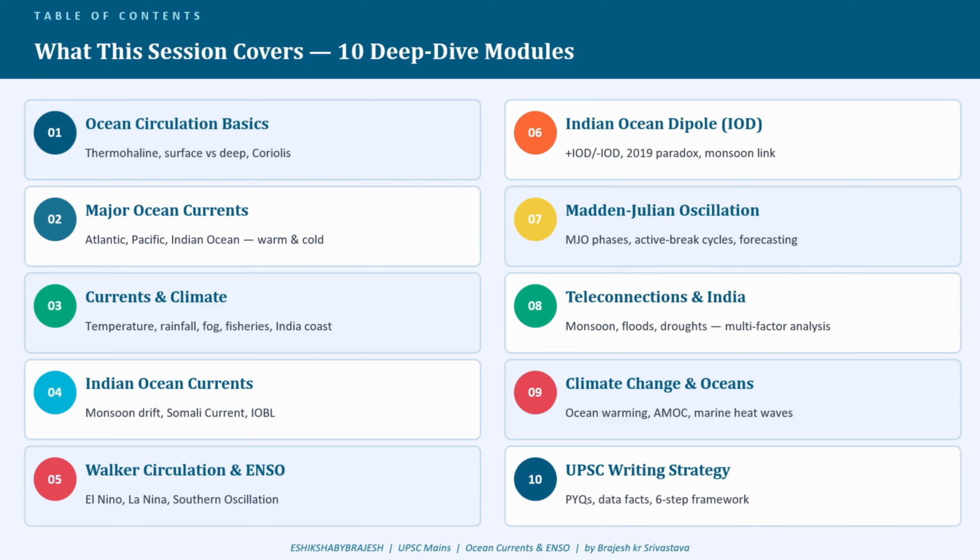Modules 5 to 8 are the heart of this session. The ENSO and Teleconnections system, Walker circulation, El Nino, La Nina, the Indian Ocean Dipole, the Madden-Julian oscillation, and how all of these factors interact to determine India's monsoon outcome in any given year. Module 9 brings in climate change, how ocean warming, AMOC slowdown, and marine heat waves are altering all these systems. And Module 10 gives you the complete UPSC toolkit, previous year questions, data facts, and the answer writing framework. Let us start with Module 1.